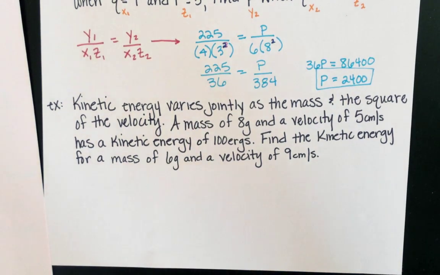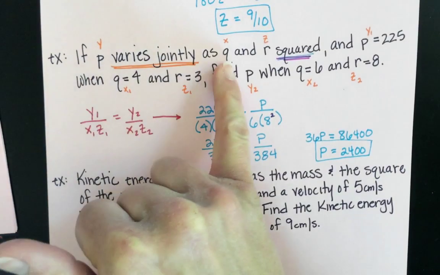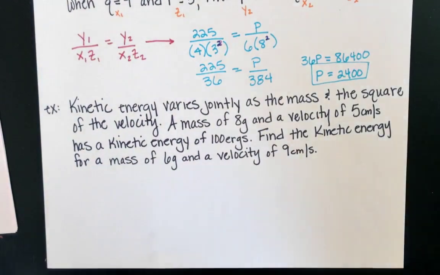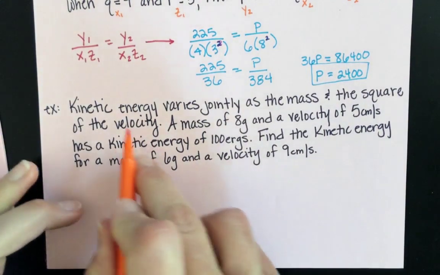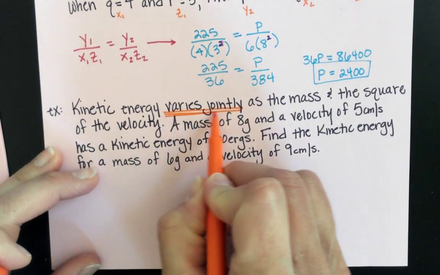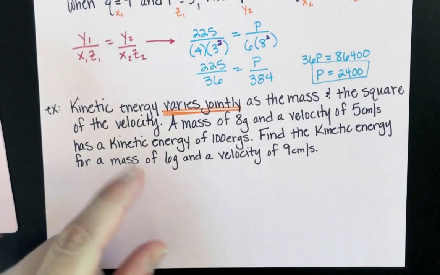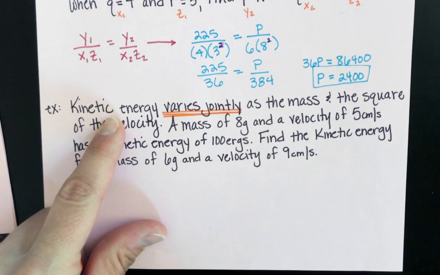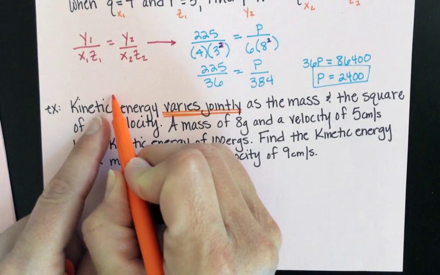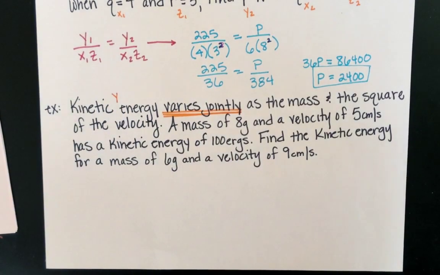So the idea here is we have to identify our variables, even though it's not as plain as P, Q, and R, we still have to identify what our variables are. So before we start doing that, let's determine what kind of variation it is. So we do see that it's joint. We know before the variation is always Y, so we are going to name that kinetic energy as our Y variable.